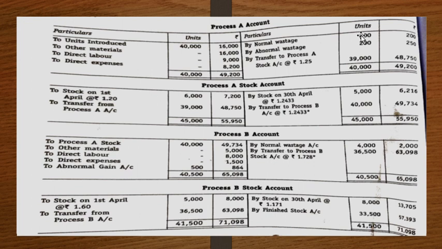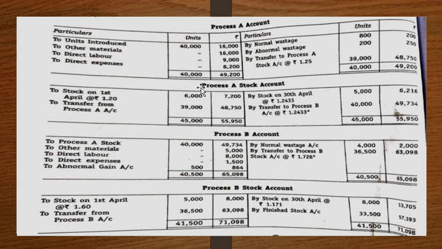So after taking your output and normal loss, we need to calculate. Your input units is 40,000. Your output units you will be taking considering 39,000 and 800. So 39,000 plus 800 will give you 39,800. So we have a 200 units difference, because your input units is 40,000. Your output units, for normal wastage you get 800. For the particular process the output made is 39,000, which is there in the question. So you have only 39,800.